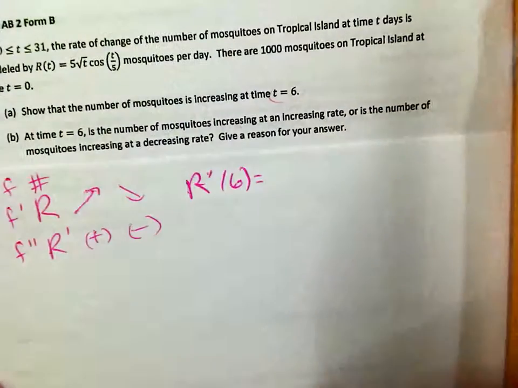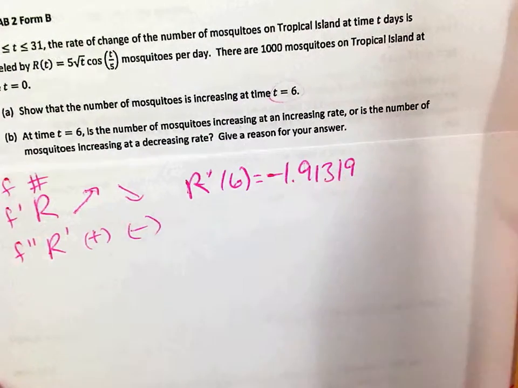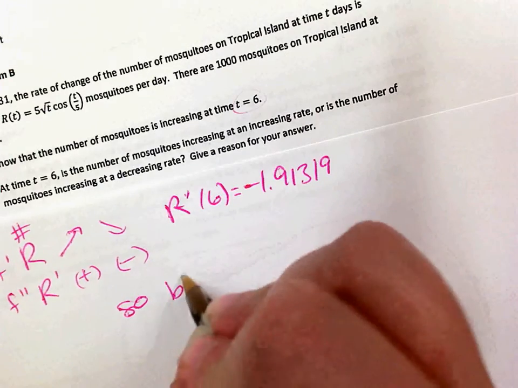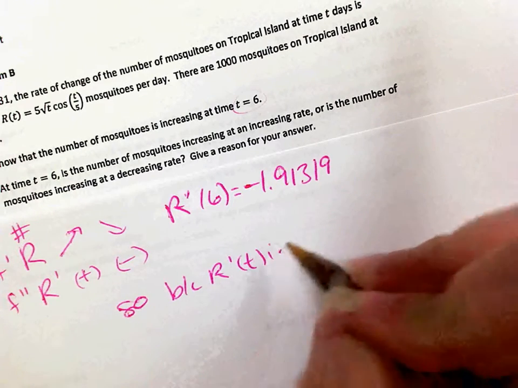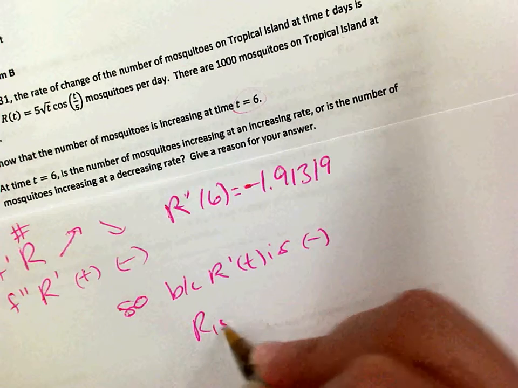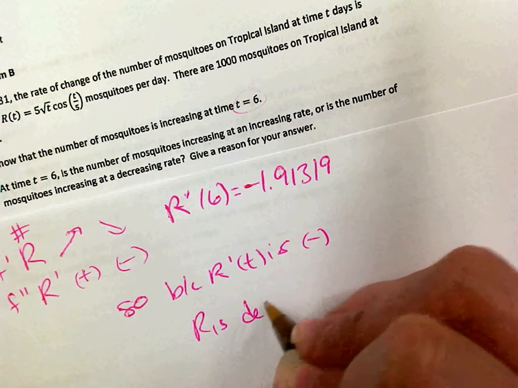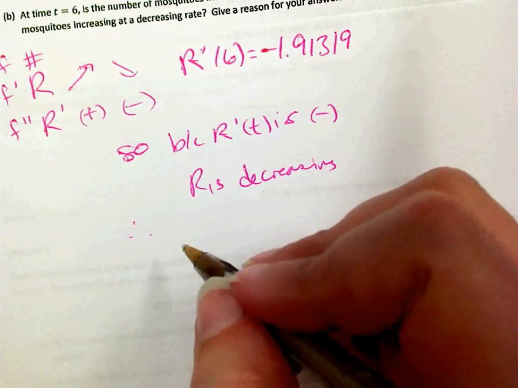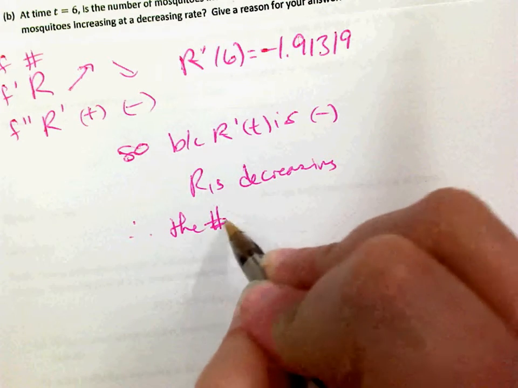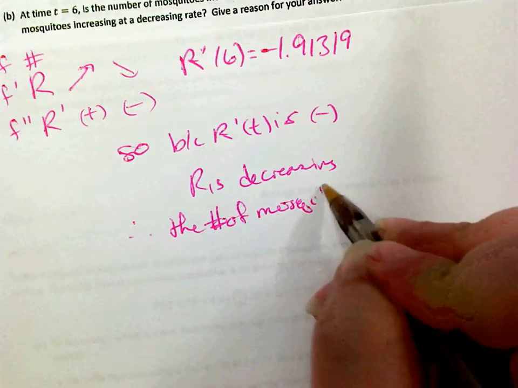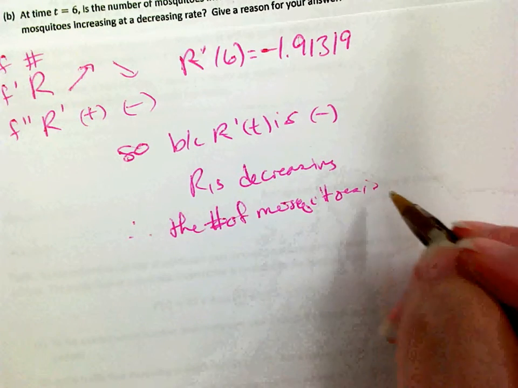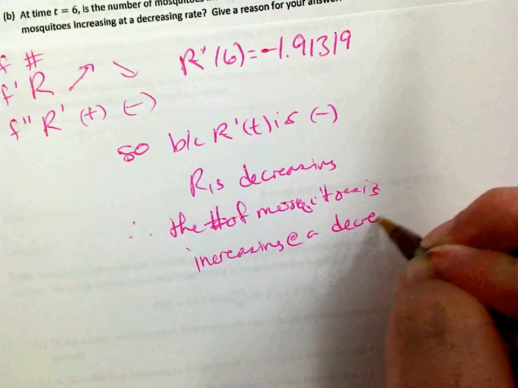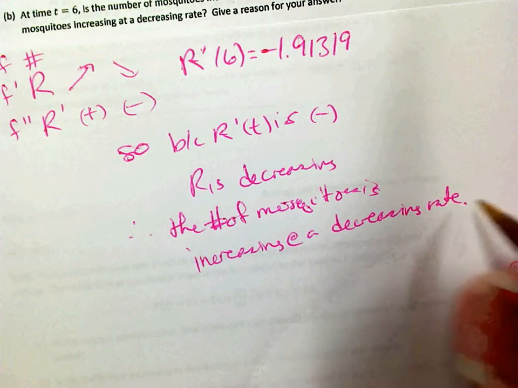Negative 1.91319. So, because R prime is negative, R is decreasing. Therefore, oops, I was just writing that really weird, wasn't I? The number of mosquitoes is increasing at a decreasing rate. It's kind of interesting.